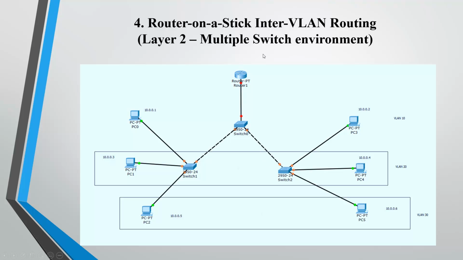In a multiple switch environment, you have to do some additional configurations. This is based on the topology diagram. The topology is scattered here, so based on that we have to do some configuration. So let us go to the lab part. Using Packet Tracer, I am going to configure both: router on a stick for a single switch environment, and router on a stick for a multiple switch environment. Both things we are going to see in Packet Tracer as a lab part.